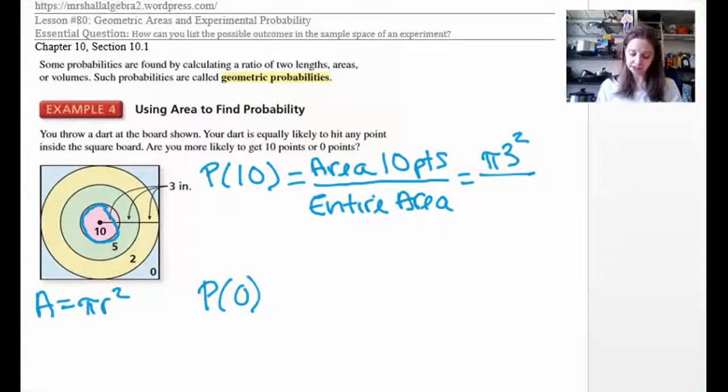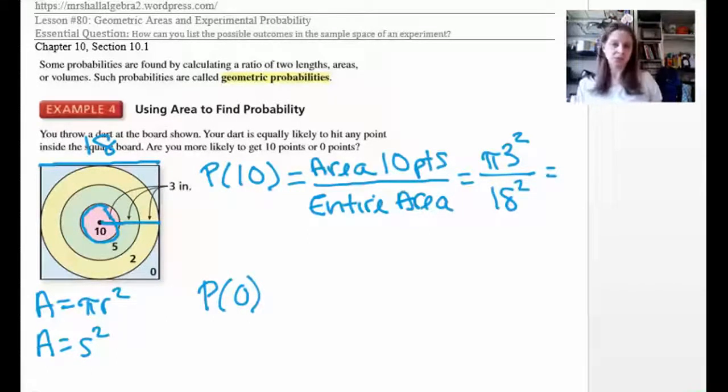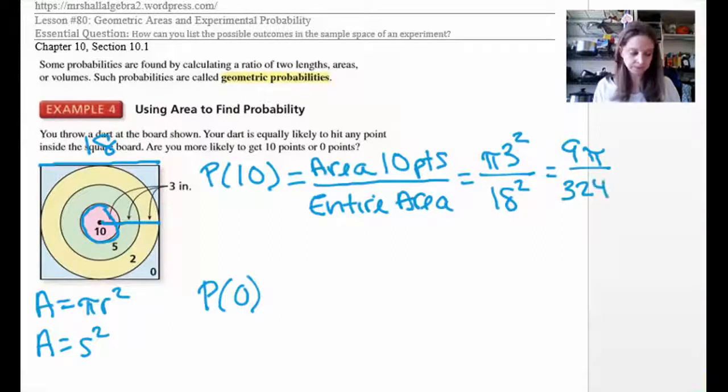The entire area is the square. The area of a square is side squared. If this radius is 9, the big circle, the entire side is 18, so this will be over 18 squared. And then we can just work on simplifying this. So we get 9 pi over 324. You could leave it like that.